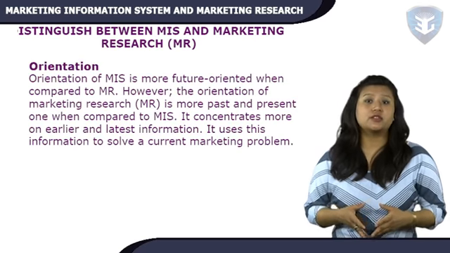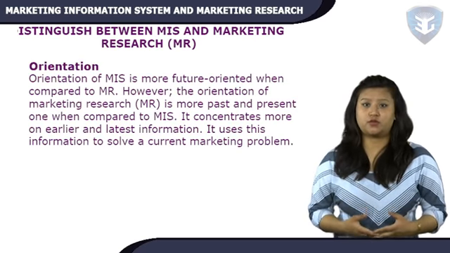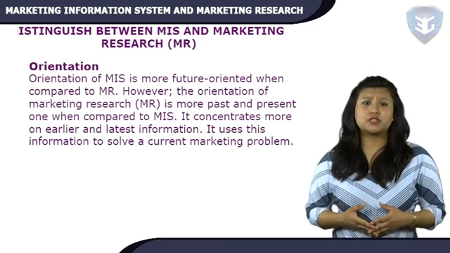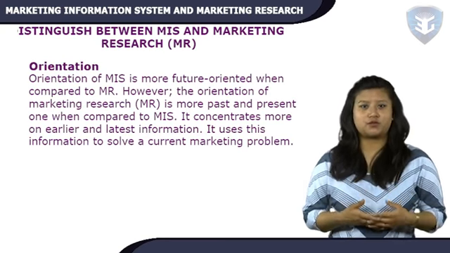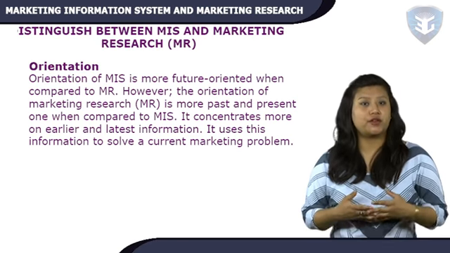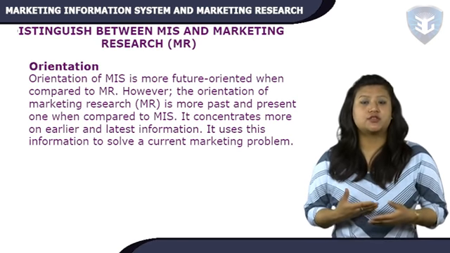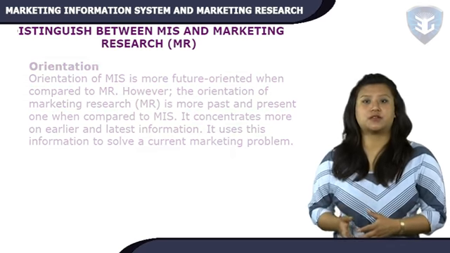Orientation. The orientation of MIS is more future-oriented when compared to MR. However, the orientation of marketing research, MR, is more past and present when compared to MIS. It concentrates more on the earlier and the latest information. It uses this information to solve a current marketing problem.